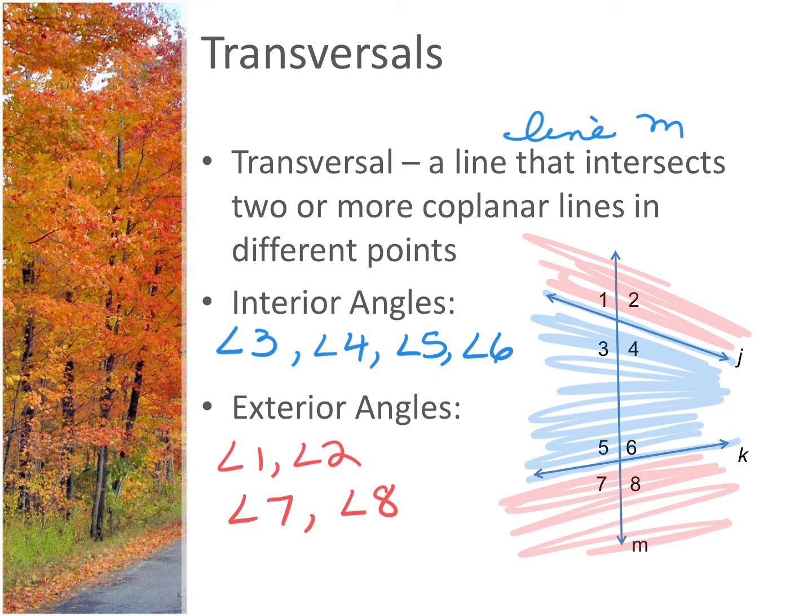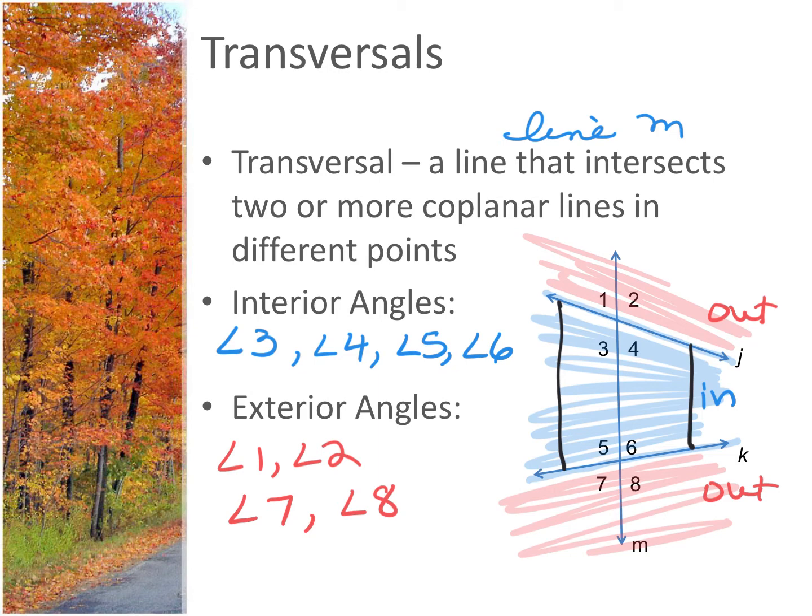The blue part here is the inside, and the red part is the outside. So they're outside of those 2 lines. If you want to box it in so you can see it, these would be in the box and the other ones are out of the box. However you want to be able to identify.